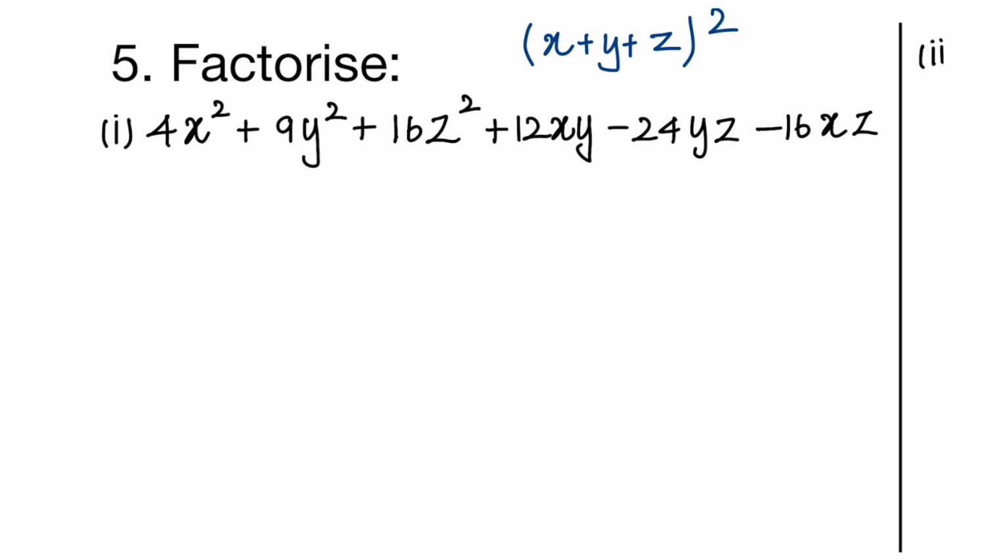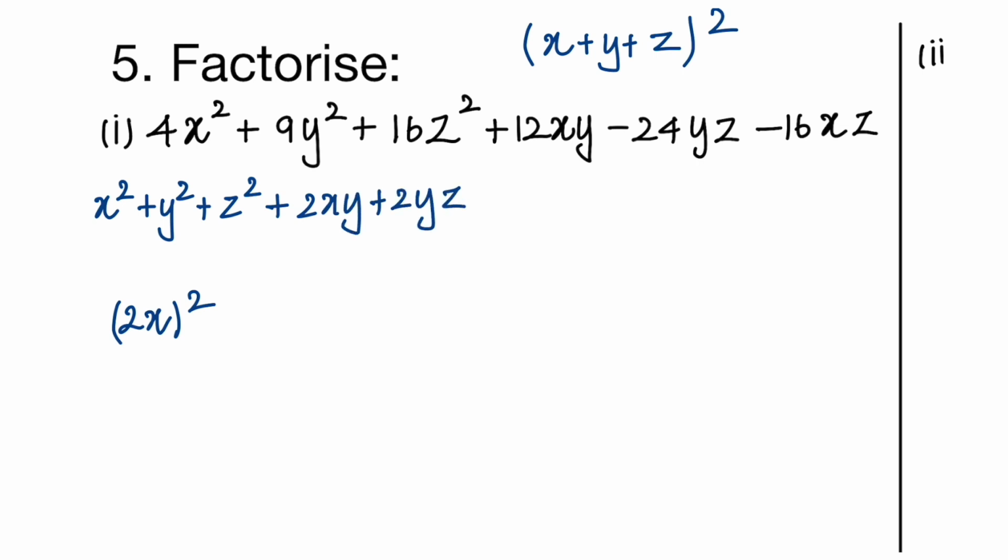So 4x squared can be written as 2x the whole squared, right? Now before starting with this, we first have to write the identity. Please have this in your mind. Writing the identity would definitely get you marks. I've been telling this in every single video, right from the video we started learning identities. Whenever you solve a question, try to write the identity at first. It will definitely get you some marks. So x plus y plus z the whole squared is equal to x squared plus y squared plus z squared plus 2xy plus 2yz plus 2zx. Okay, so this is the identity.